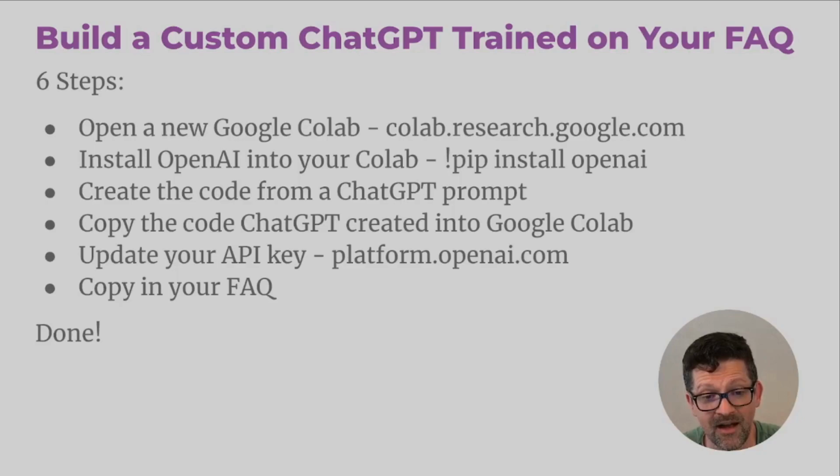We're going to create the code that we need using a ChatGPT prompt that I have ready for you. And that's going to be probably the hardest step. Not that it'll be hard, but the rest of this is just so easy. That one sticks out to me, I guess. We're going to copy and paste the code that ChatGPT created into Google Colab. And then we're going to update your API key in there so that we can connect it to your OpenAI API. And I'll really quickly run you through that if you've never done that before.